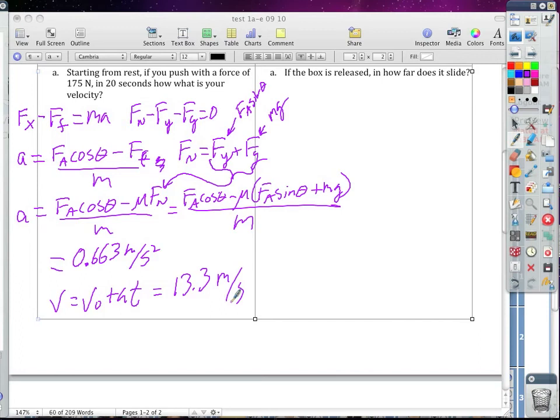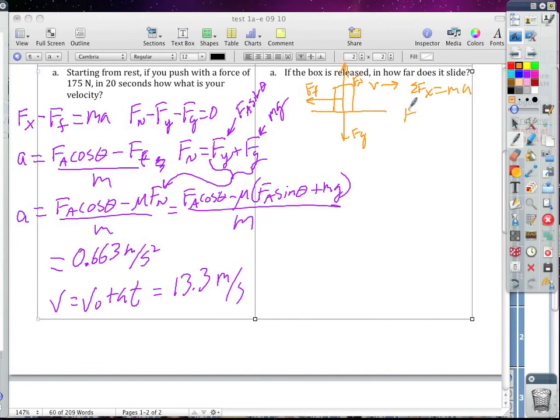Then the question says, if the box is released, how far does it slide? Well, we have to do another, I'll do this in a different color so we can see, mini force diagram of a box that is sliding. v is this way. Fg goes down, Fn goes up. What's the only force affecting a box sliding across the floor? Friction, which is going to go backwards. That's Ff.